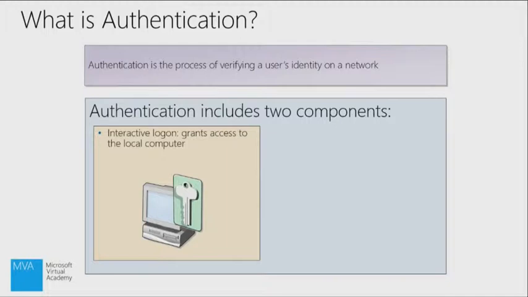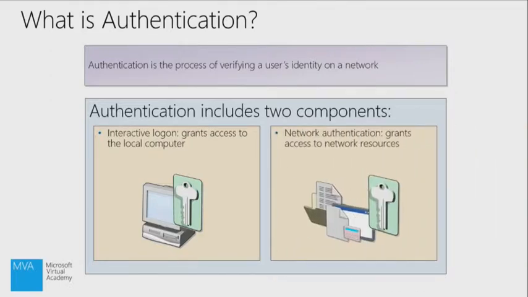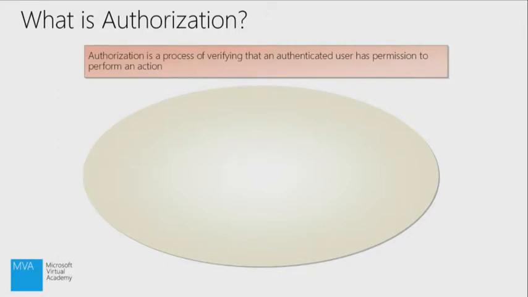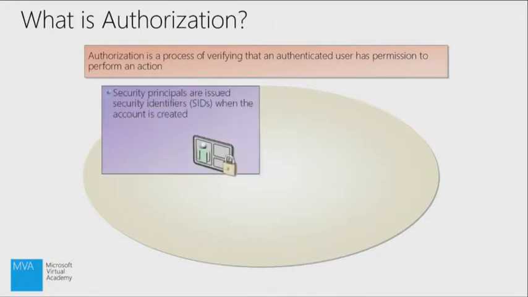Two components: an interactive logon, which allows me to log on to the computer in front of me, and a network authentication, which grants access to network resources. Once you've been authenticated, the next step is authorization. Authentication is who you are. Authorization is what you can do. It's the process of verifying that an authenticated user has permission to perform an action.